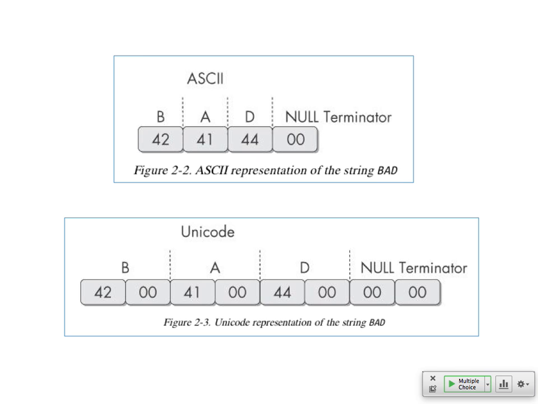ASCII is the older system, which works only for English, where you have 1 byte for each character, and so here's BAD and you terminate it with a null. Unicode is for international languages like Japanese and Chinese and Arabic and everything, so it has 2 bytes per character. Now if you have English text, the second byte is always 0, but if you have other languages, it uses both bytes to have enough combinations to express all the characters in more complicated languages.